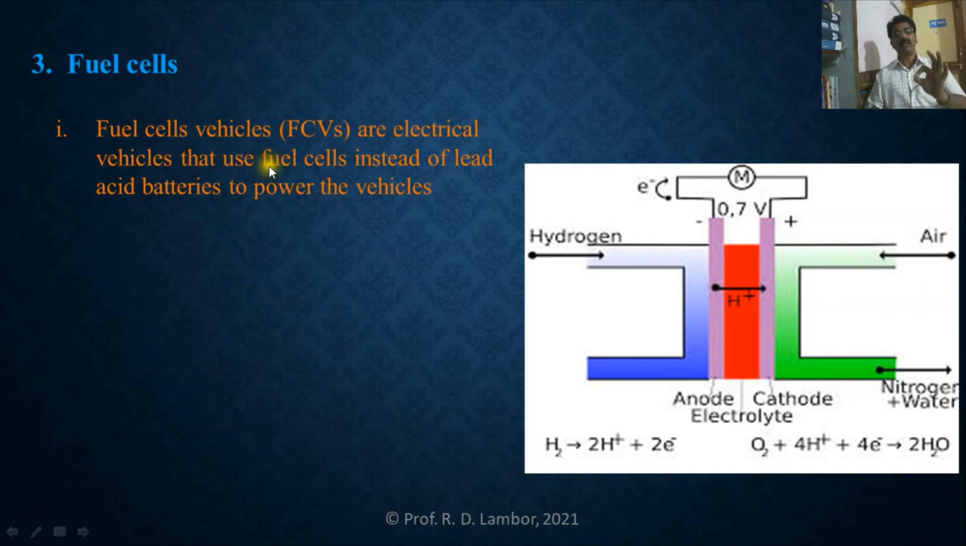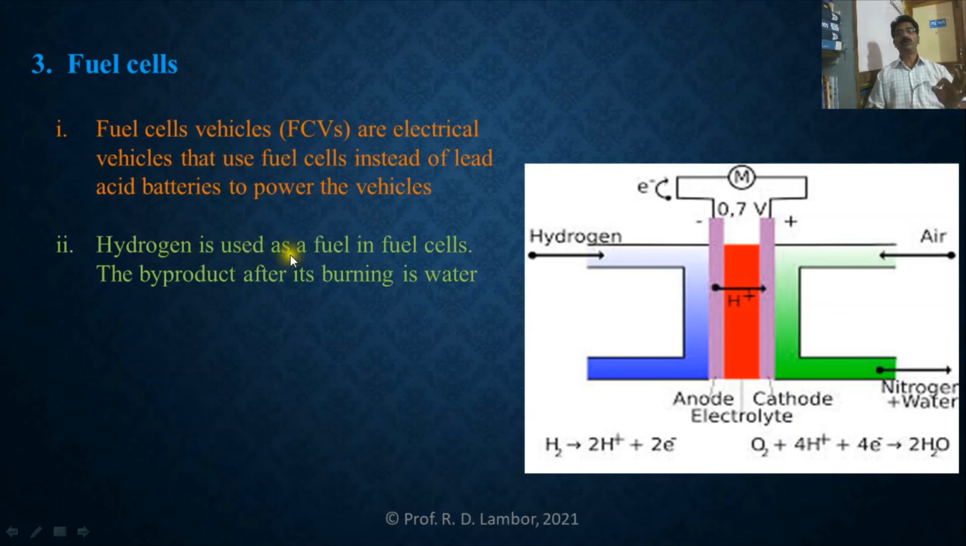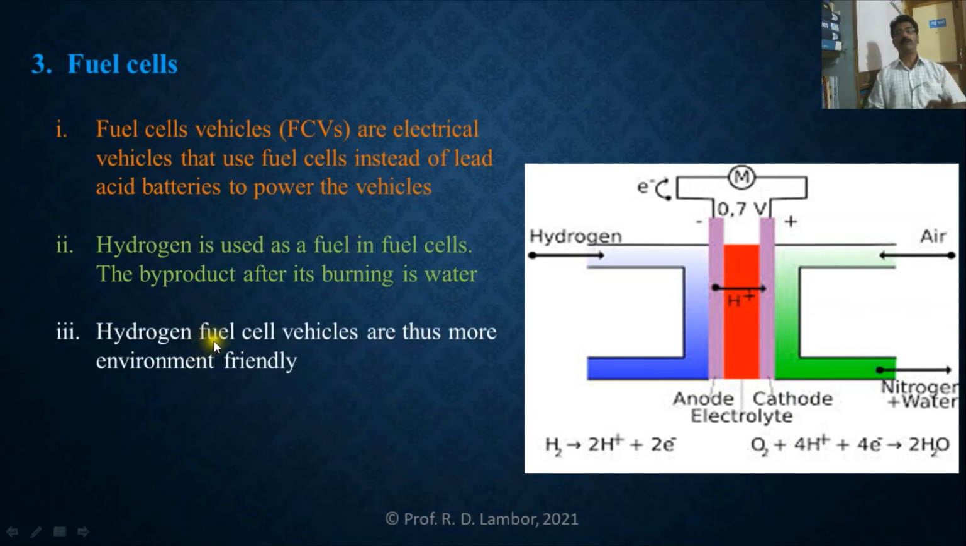And the main fuel for these cells is hydrogen. Hydrogen is used as a fuel in fuel cells. And the byproduct of the fuel cell is nothing but water. So the byproduct after burning that fuel is nothing but water. Therefore, hydrogen fuel cell vehicles, the vehicles in which hydrogen fuel cells are used, are thus more environment friendly.